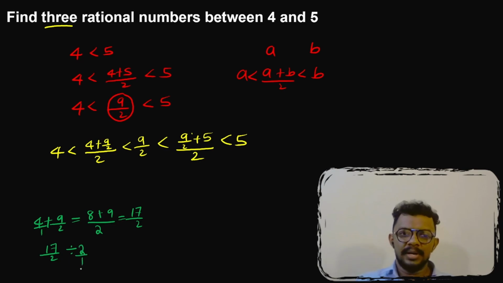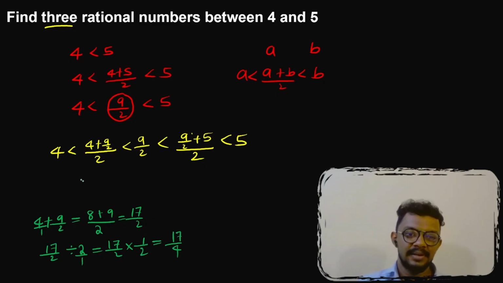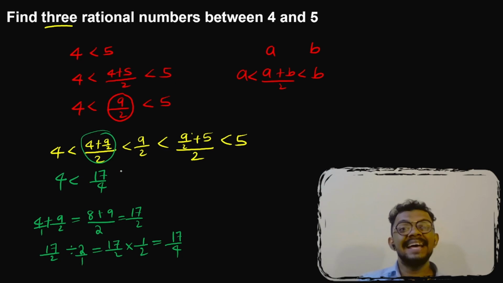How can I do that? 2 means 2 by 1, right? How can I divide two rational numbers? Dividing by 2 is the same as multiplying by the reciprocal of the second number. We already learned this. The reciprocal of 2 by 1 is 1 by 2. The answer is 17 divided by 4. So 4 is less than 17 by 4, which is less than 9 by 2.